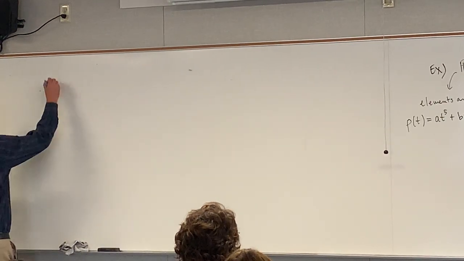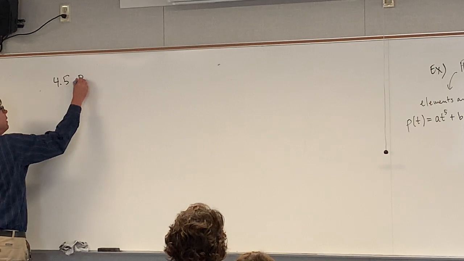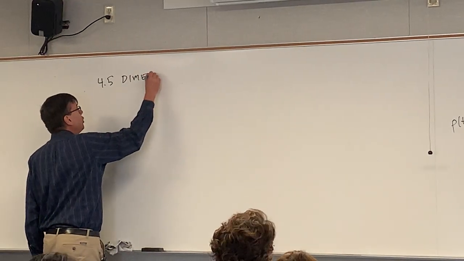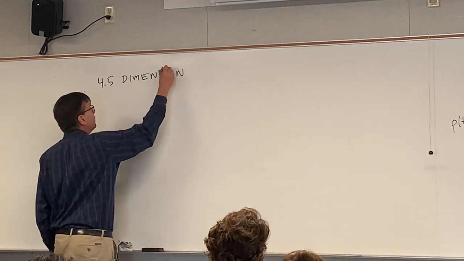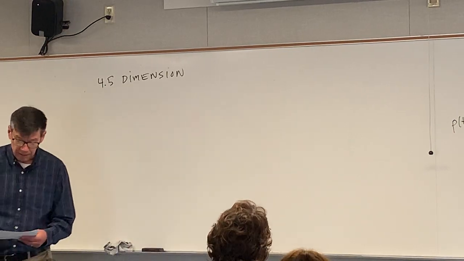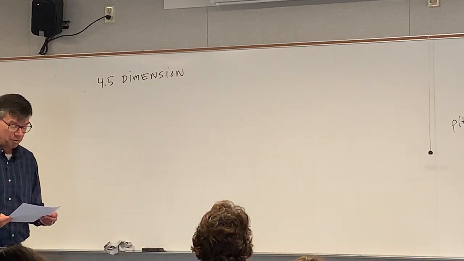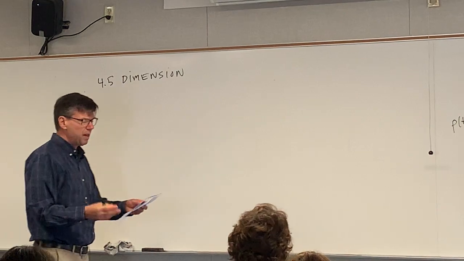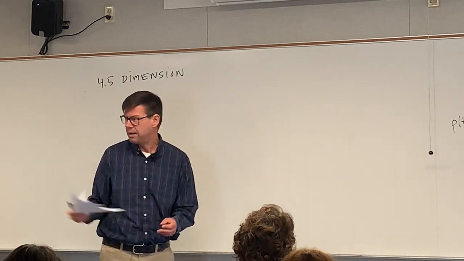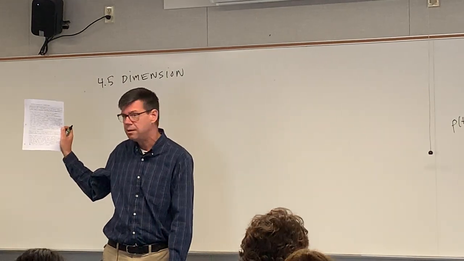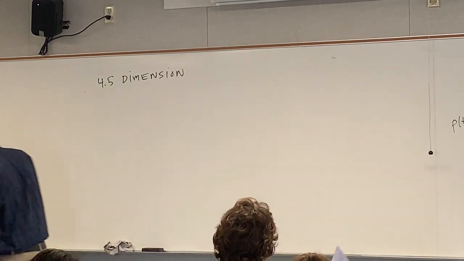So 4.5 is all about dimension of a vector space. And so a few theorems to get warmed up. Theorem 9, I don't think I need to project these. Theorem 9, if you don't have one, let me know. You should have a 4.5.